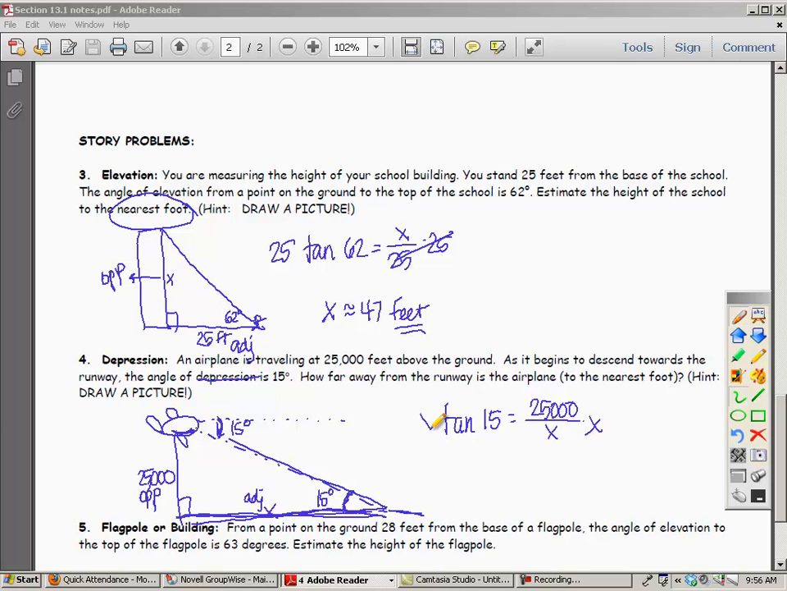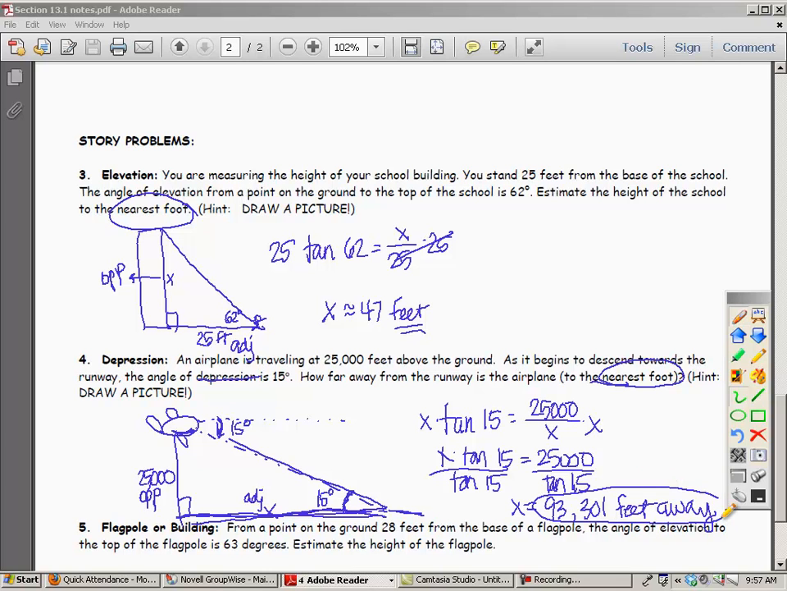So I multiply both sides by x. x times the tangent of 15 is 25,000. And when I divide by the tangent of 15, I end up getting, again to the nearest foot, about 93,301 feet away. Okay. Again, drawing pictures. Do not try and do this without drawing a picture.